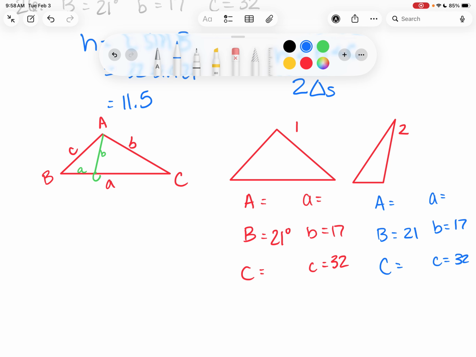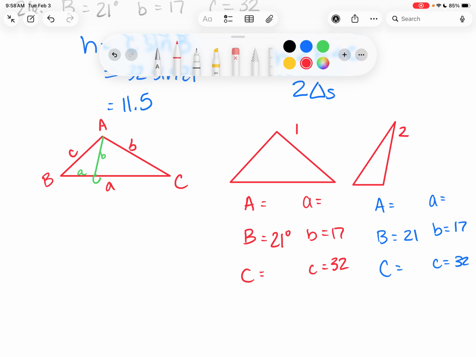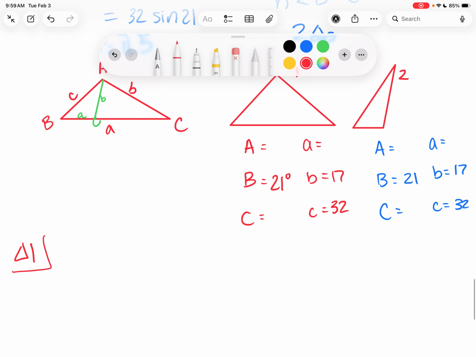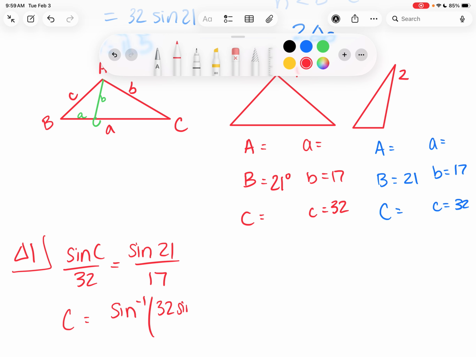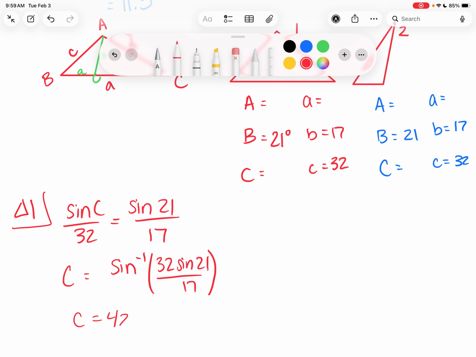All right, so I'm solving for triangle 1 first. The only thing I can solve for at the moment is angle C. So angle C: the sine of C over 32 equals the sine of 21 over 17. I'm going to multiply by 32, and then take the inverse. So C is the inverse sine of 32 sine of 21 over 17. So it's 42 degrees. So 42 degrees is what goes there.